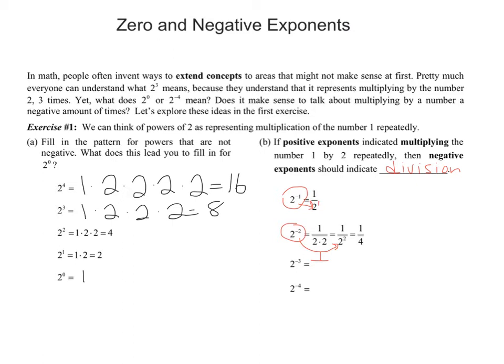If I did this and continue the pattern for 2 to the negative third, I would say 1 divided by 2 times 2 times 2, also known as 1 over 2 to the third, which equals 1/8. 2 to the negative fourth would be 1 divided by 2 to the fourth, which is equal to 1/16.